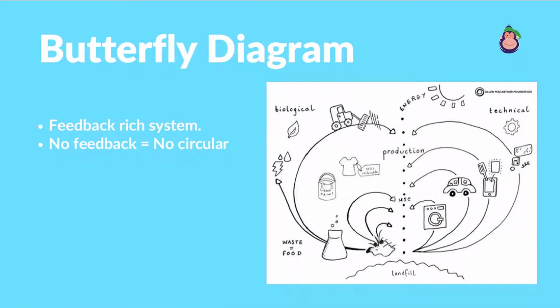In the butterfly diagram, as I said, products are divided into two categories, biological and technical. On the left side we have the biological part, and on the right side we have the technical part. As you can see, the first one is reusing our product, then remanufacturing it, then refurbishing the product, and then recycling the product. The idea is that the product should not go to the landfill. It should be reused before it goes to the landfill. Using these four methods, we can do it.